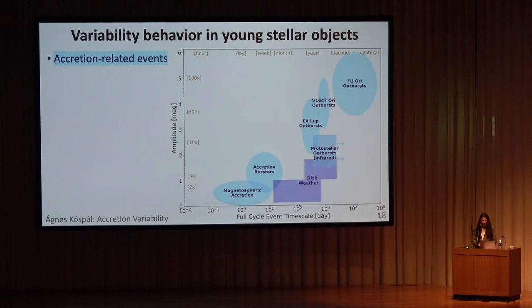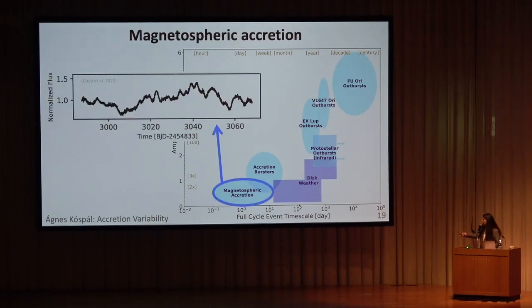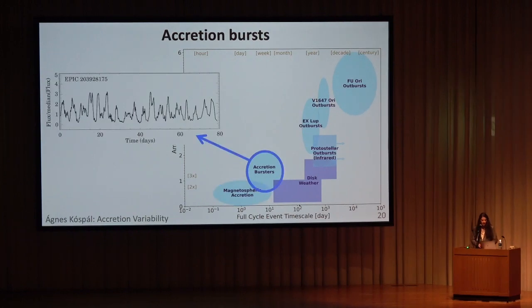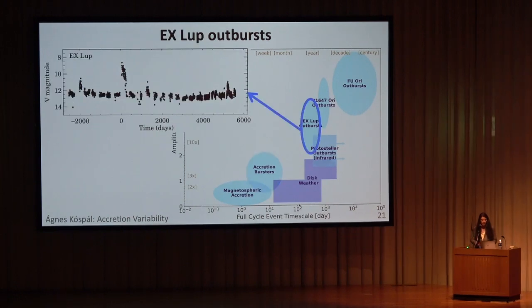And then let's go from the bottom left. So magnetospheric accretion is what produces the shortest time scale and smallest amplitude variability. You can see an example light curve for that. And then here are the accretion bursters with somewhat a larger amplitude and longer time scale. And then we have the EXor outbursts, and I'm going to come back to this topic later.